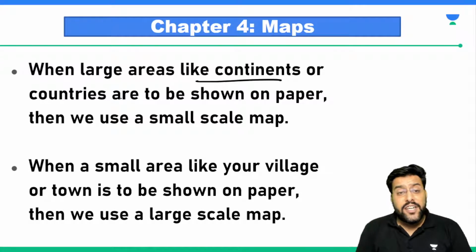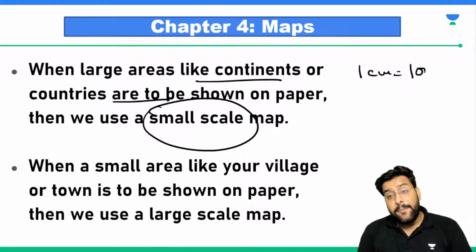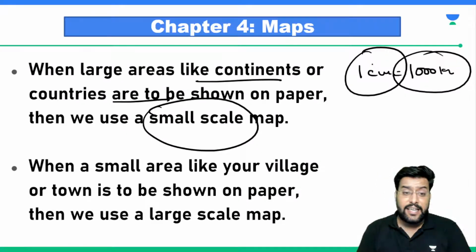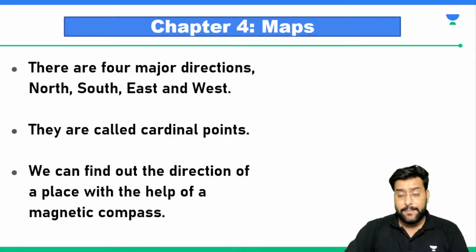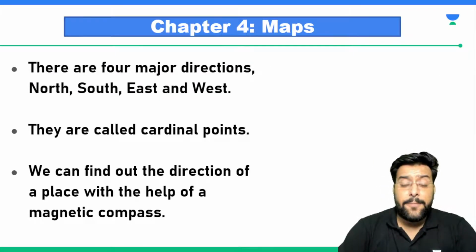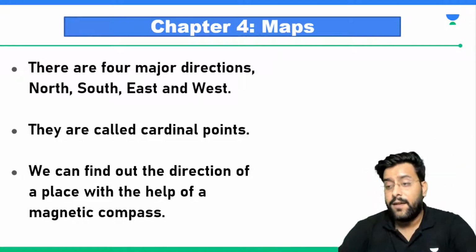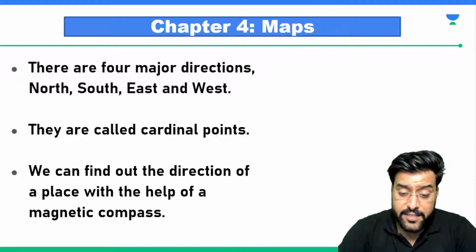So large continents and countries are shown using a small scale map. Small scale means 1 centimeter will represent maybe 1000 kilometers. So for 1000 kilometers, we are taking 1 centimeter as a scale. When we use a small area, we use large scale maps, so our scales will differ like this. Are we clear till here? Any doubt up till here, you can please ask me. Are we clear with the things up till here, my dear friends?